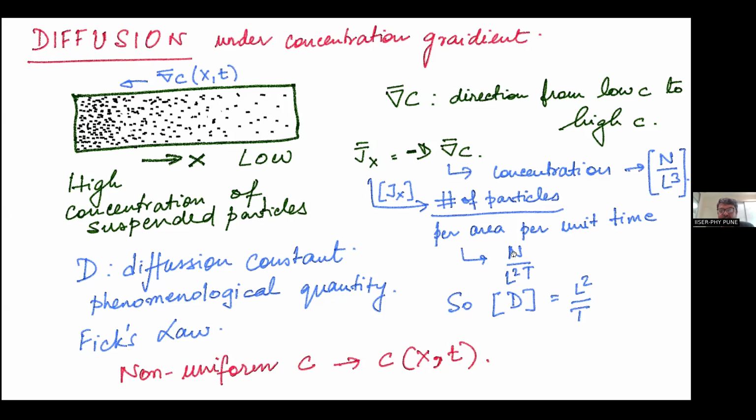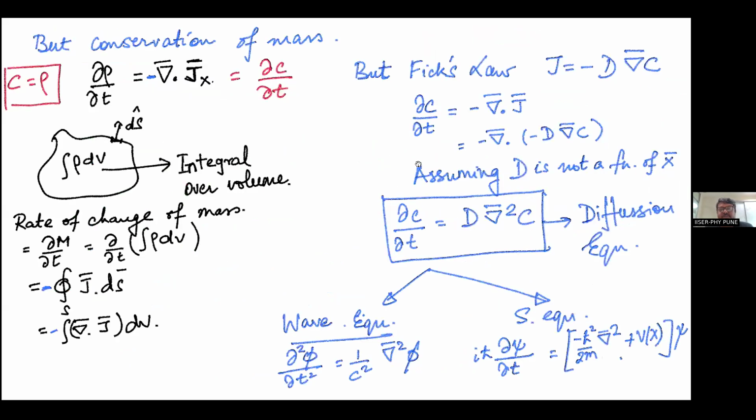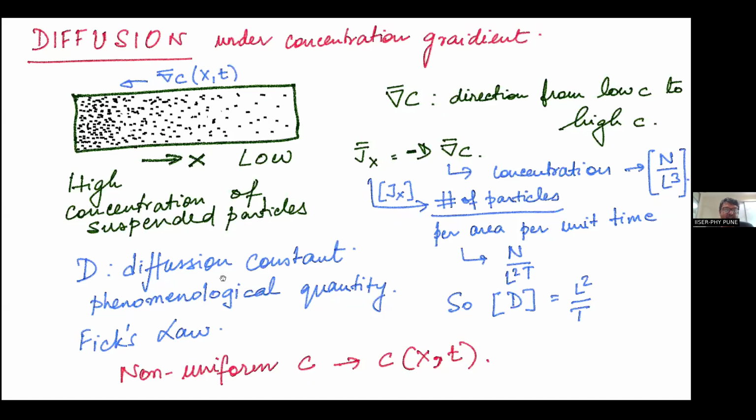And its dimensions will be N per L squared per T, per unit area per unit time, will be equal to... so that's Fick's law. And that comes from observation. There's nothing microscopic about it. It's a phenomenological theory. One has experimentally measured that this current is proportional to minus grad C, opposite in direction, the proportionality constant being named the diffusion constant. It's a phenomenological quantity, experimentally measured. That is what is called Fick's law.